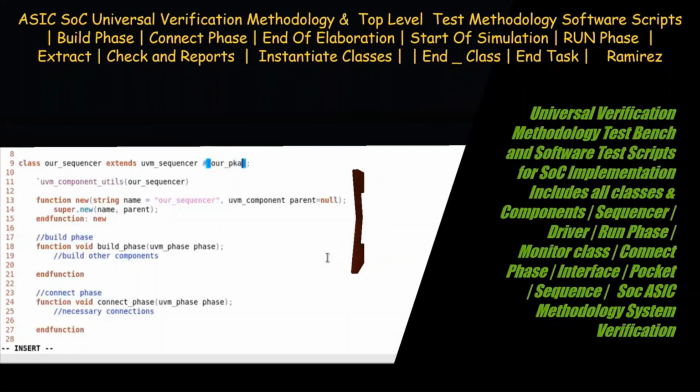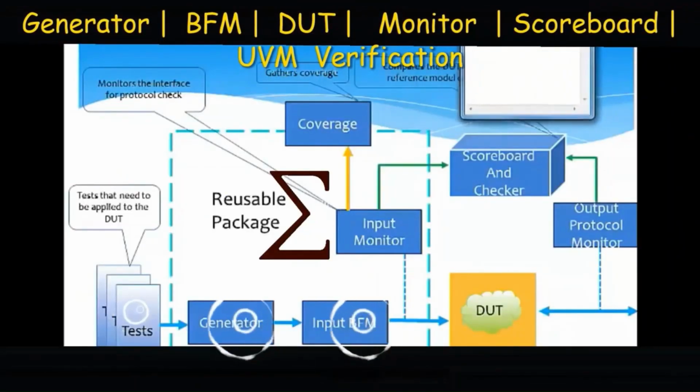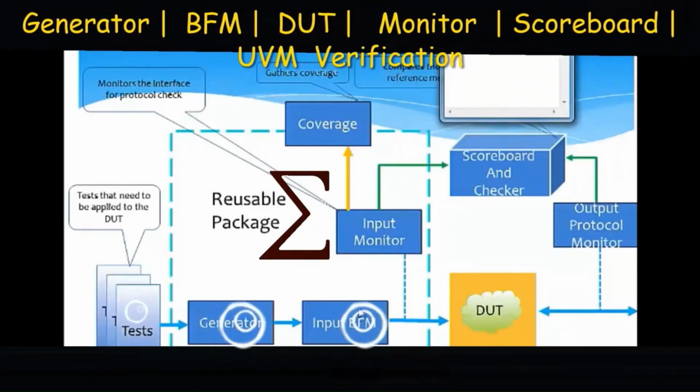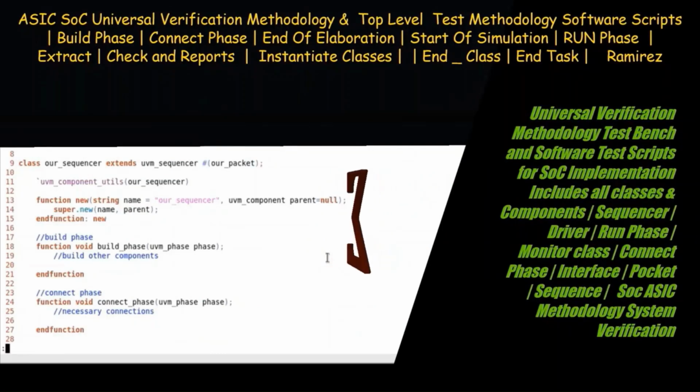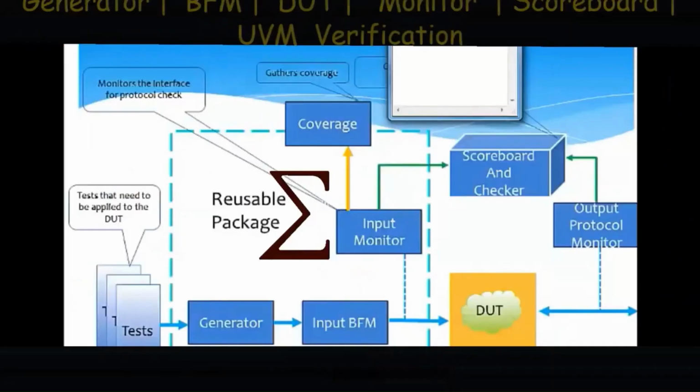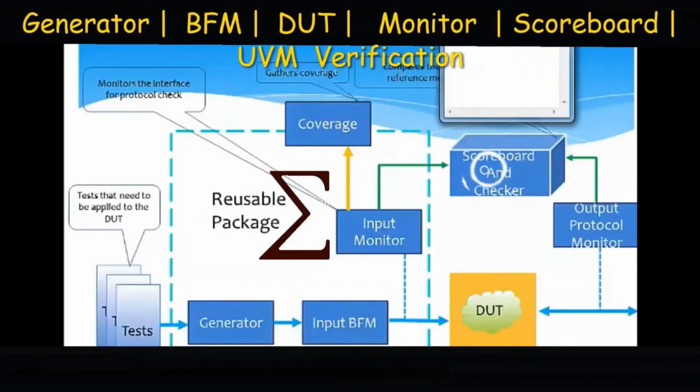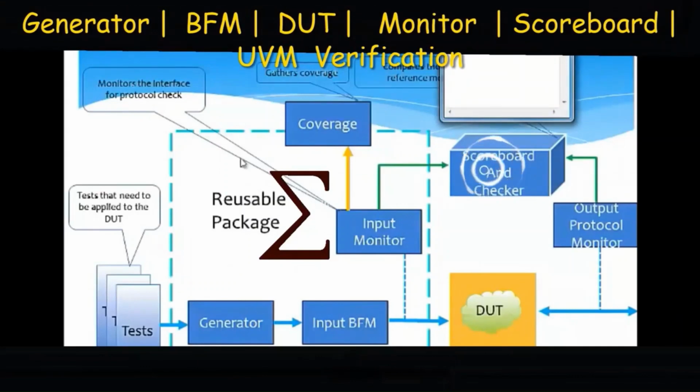The run phase collects the response from the device under test into the output protocol monitor and passes it to the scoreboard, as you can see from the block diagram, to run the test cases on the device under test. If the test cases are clean, then you can report the results and get an actual report.